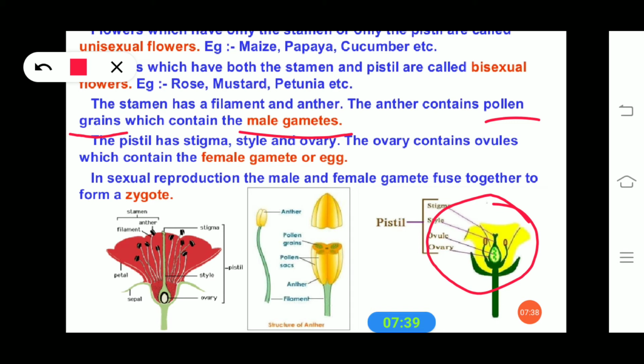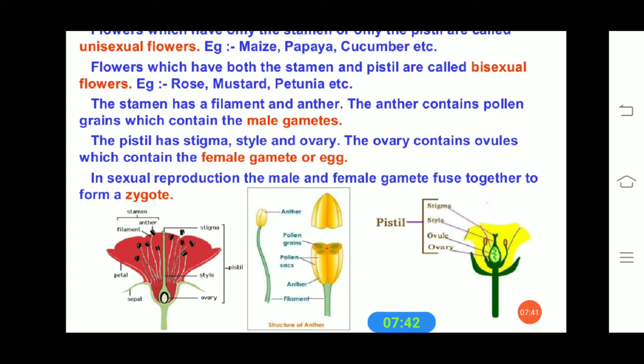Okay, so in the pistil we can see four parts. What are those? That is stigma, style, ovule and ovary. So these are the parts of the pistil. So in this pistil we can see four parts.